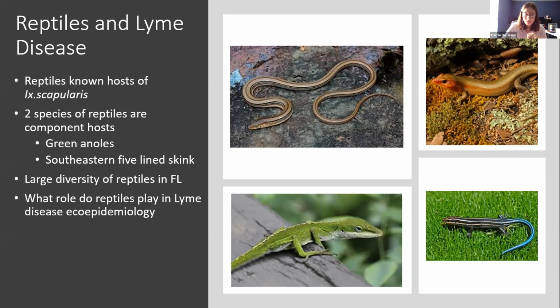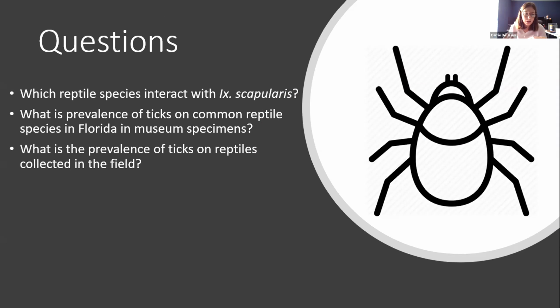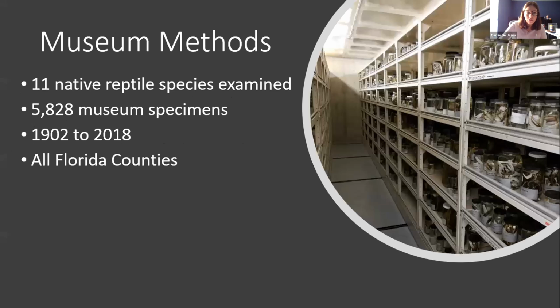And so I was interested to see if any other species could be playing a role in the epidemiology of Lyme disease. The questions we wanted to address in the study are: which species of reptiles in Florida actually interact with Ixodes scapularis? How common is it for these ticks to interact with reptiles? We looked at this using museum specimens from the Florida Museum of Natural History and the Archibold collections. And then, what is the prevalence of ticks on reptiles when we test this idea out in the field as well? We looked at 11 native Florida reptile species and examined over 5,000 museum specimens. Each specimen is one individual lizard, and they dated from 1902 to 2018. This covered the majority of Florida counties.